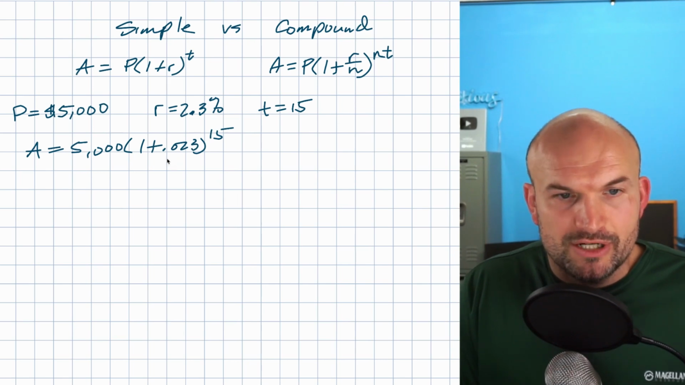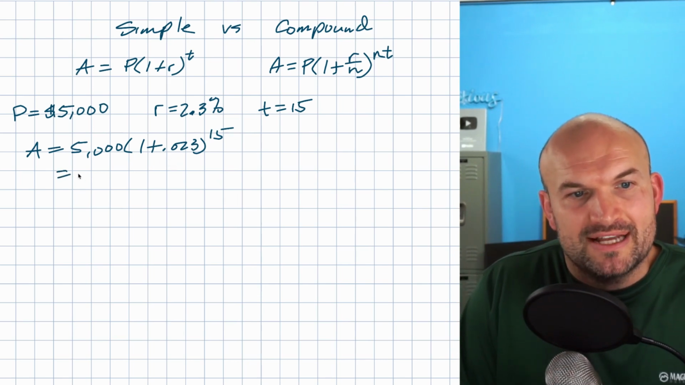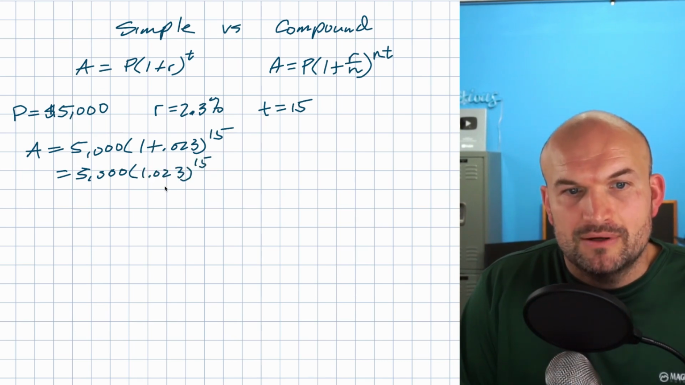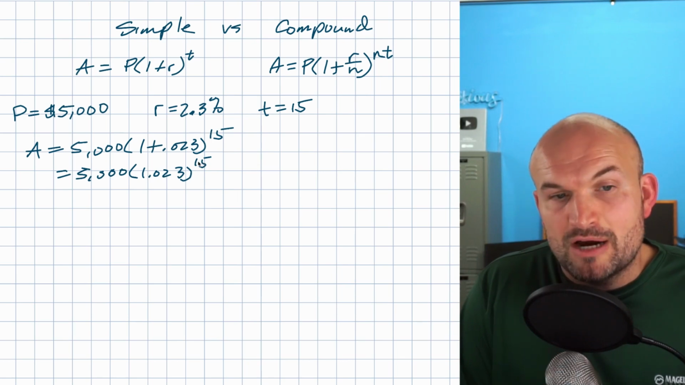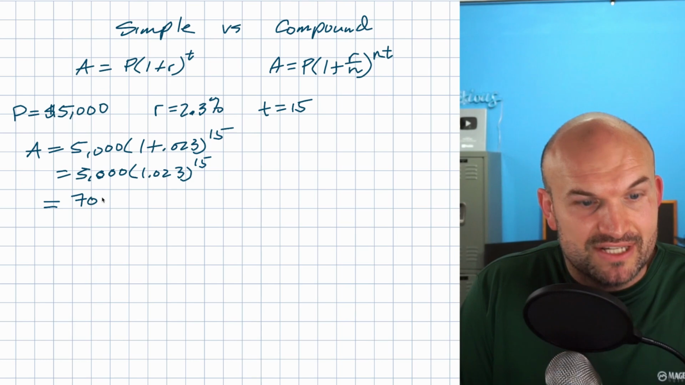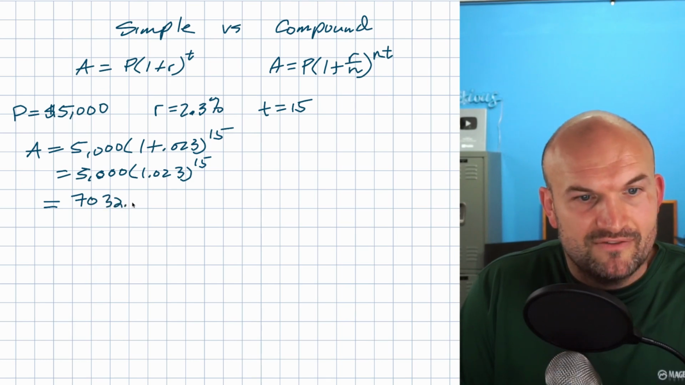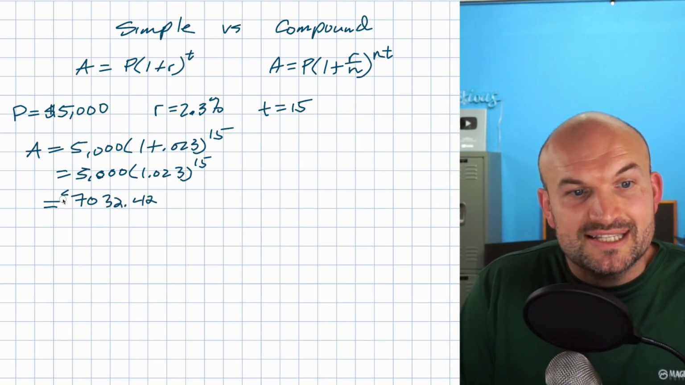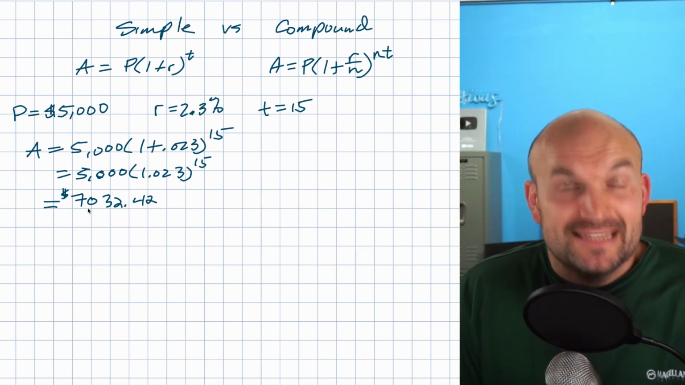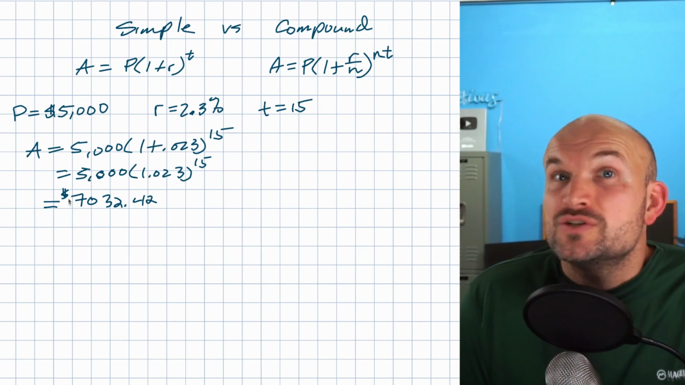So now all I'm simply going to do is simplify that to 5,000 times 1.023 and raise it to the 15th power. Now I'm going to raise this to the 15th power first and then multiply by 5,000. And when I do that, I have $7,032.42, which again is not too bad, right? I mean, if you didn't have to do anything, you didn't have to work for that, you kind of made an extra $2,000.